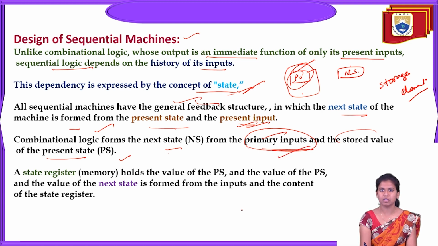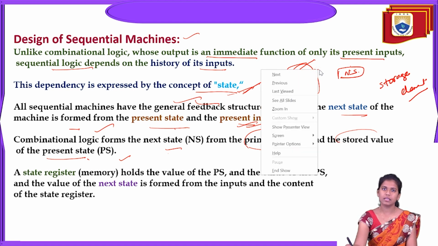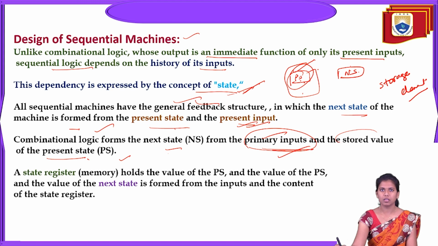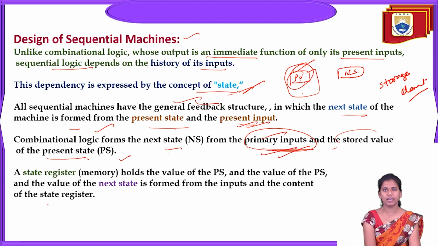It has some inputs, right? Present inputs, primary inputs and the stored value of the present state. So this present state consists of the stored value as well as the primary inputs. Based on the stored value and the primary inputs, we are able to get the next state.